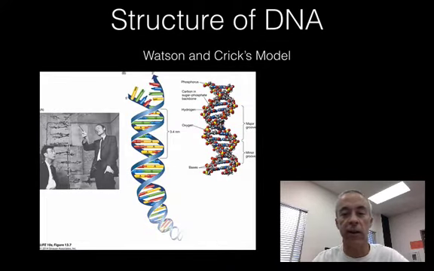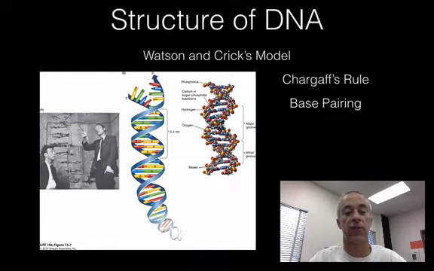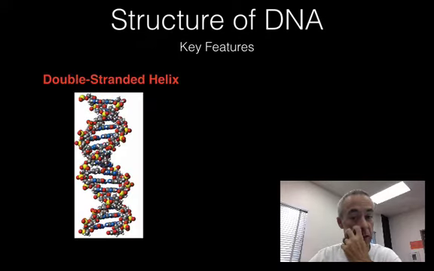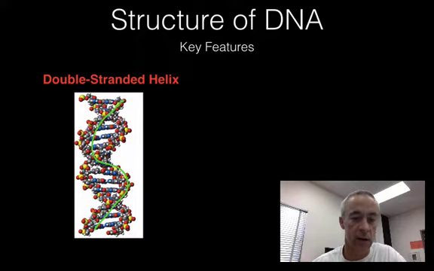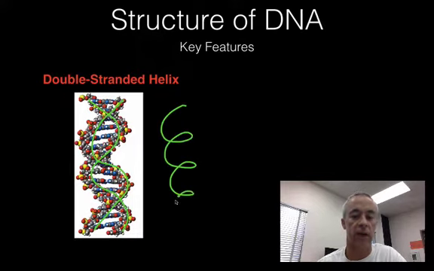And so Watson and Crick, who are the most famous scientists in this story, took all of those pieces of the puzzle and put them together. They used Chargaff's rule to establish what we now refer to as our base pairing rules, and they used the information from Rosalind Franklin to identify DNA as a double-stranded helix. So what do we mean by that? The double-stranded part comes from the fact that there's 1, 2 strands that make up DNA, and the helix is just that spiral staircase shape.